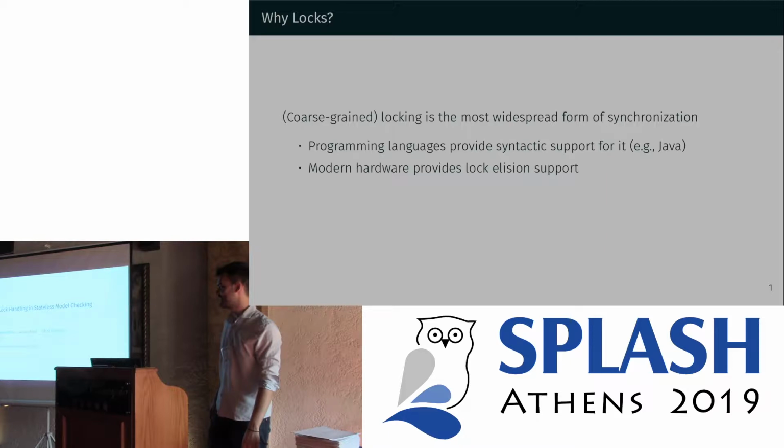Now, the second reason why we care about locks is that actually verifying programs that have locks is hard. Now, this is specific to verification techniques for concurrency, but what this basically says is that it's harder for these techniques to verify programs that have locks than programs that do not have locks, or it's harder to verify a program with a coarse-grained locking scheme than a program with a fine-grained locking scheme.